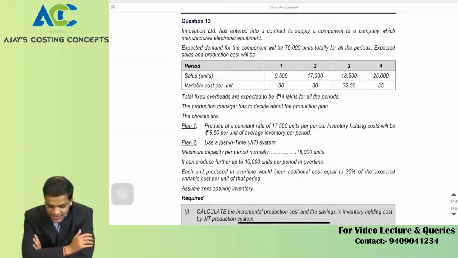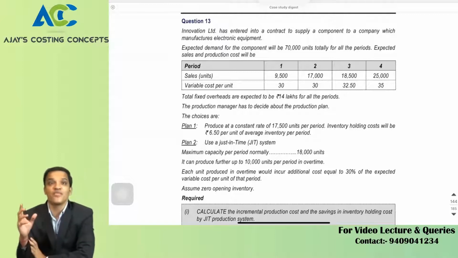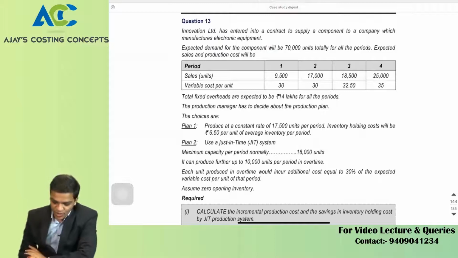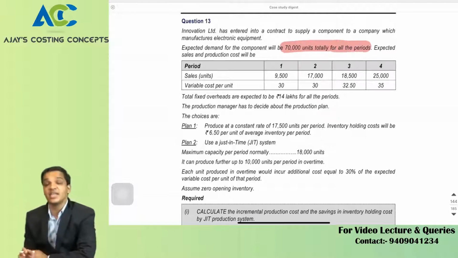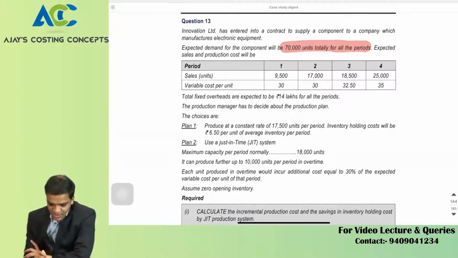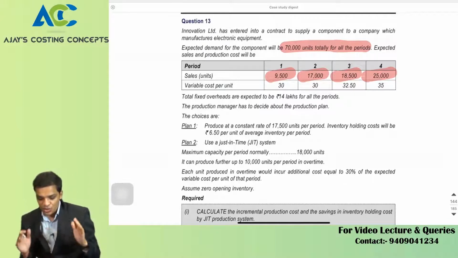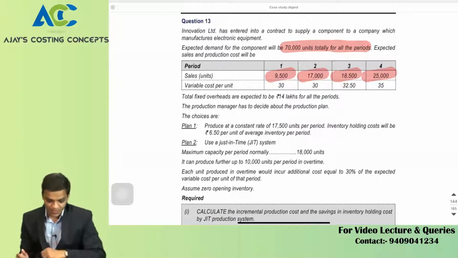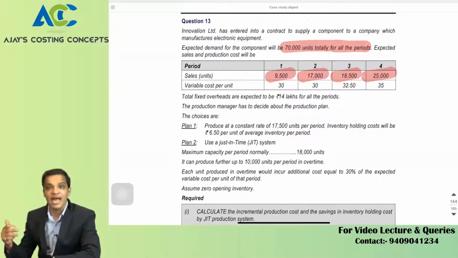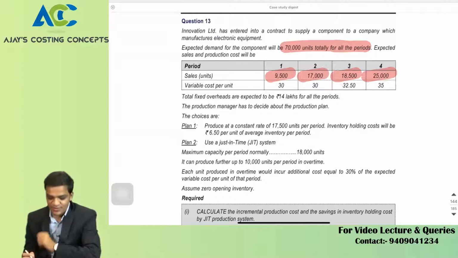First, Innovation Limited has entered into a contract to supply a component to a company which manufactures electric equipment. Expected demand of the component is 70,000 units in total for all the periods. Expected sales in the periods are 9,500, 17,000, 18,500 and 25,000, which totals 70,000 units. The variable cost would be 30, 30, 32.5 and 35 rupees per unit for the respective periods. The total fixed costs are expected to be 14 lakhs for all the periods.